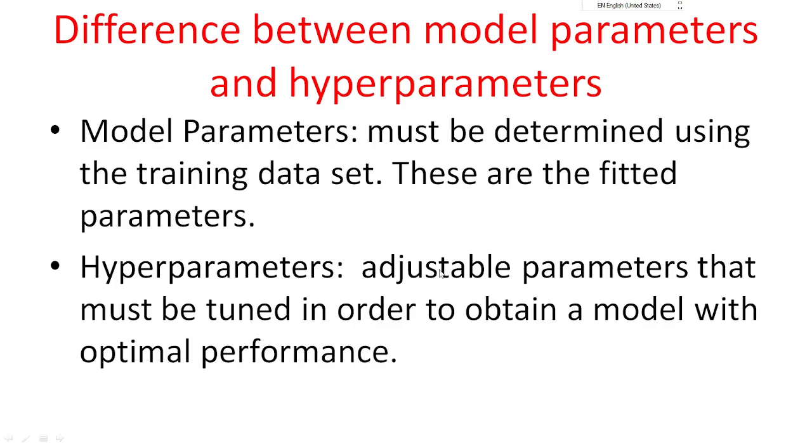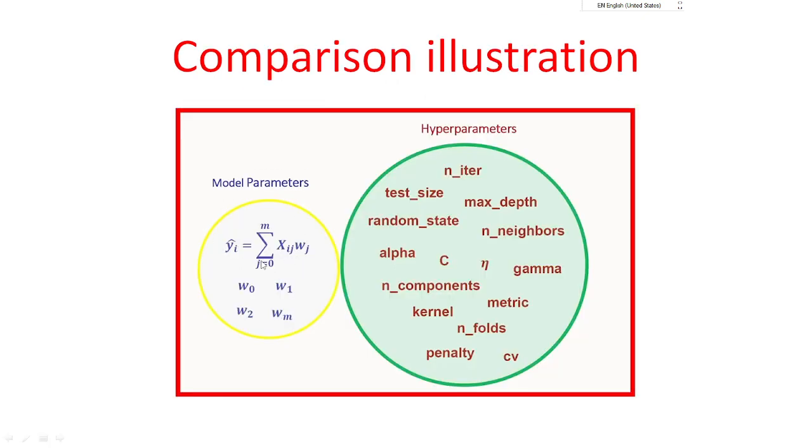Difference between model parameters and hyperparameters: model parameters must be determined using the training data set. These are the fitted parameters. Hyperparameters are adjustable parameters that must be tuned in order to obtain a model with optimal performance. In our case, W and bias are the model parameters, which the model will learn. They are the model learnable parameters.